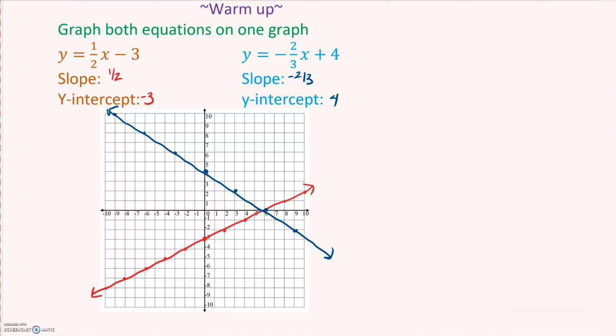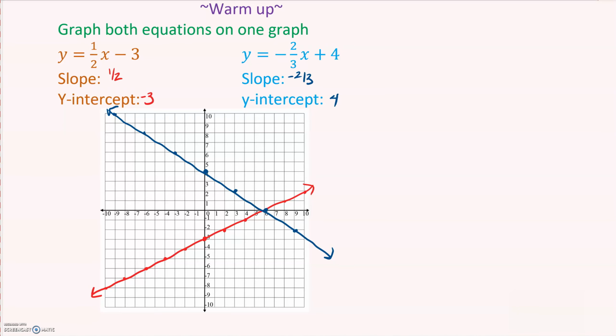For my blue equation, y equals -2/3 x plus 4, my slope is -2/3 and my y-intercept is 4. So on my y-axis, I put a dot at 4, and then I went down 2 and to the right 3. I went down because the slope is negative. If you are still struggling with graphing, make sure that you're talking to your teachers or that you're watching those graphing videos again to get those refreshers.